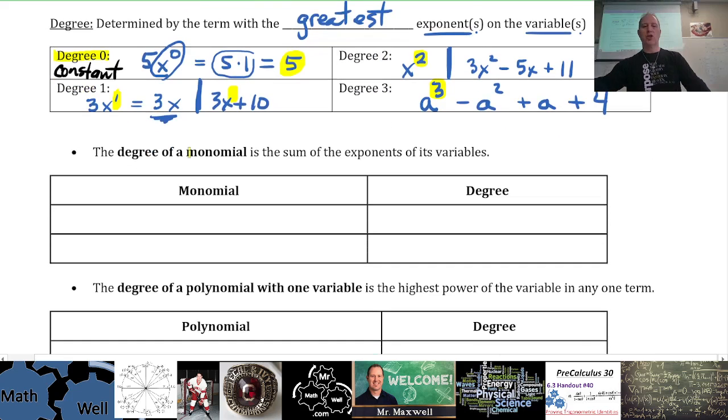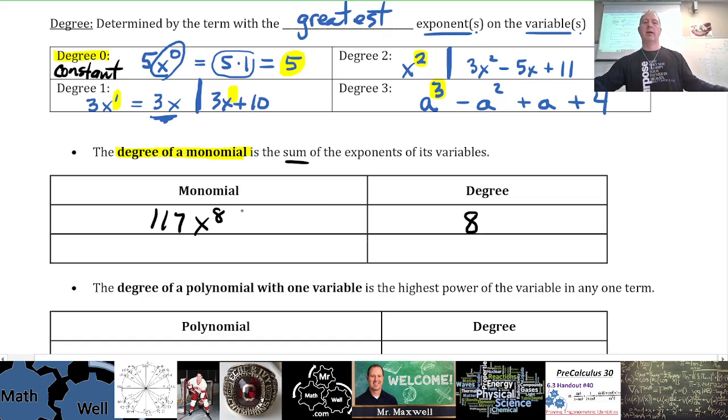All right. So the degree of a monomial is the sum of the exponents of its variables. This is the only tricky part of this. The degree of a single monomial is the sum of all the exponents of all the variables. So when we have a monomial such as 117x to the power of 8, the degree is 8, because that's the sum of all of the exponents on all the variables.